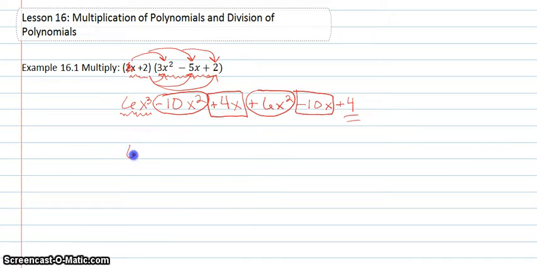So I'll have a 6x cubed. Then negative 10x squared plus a 6x squared is a negative 4x squared. So I've used those terms. Then a 4x plus a negative 10x is a negative 6x. And then I have the positive 4 left. Alright, and then that is our simplified product after we multiply those two polynomials together.